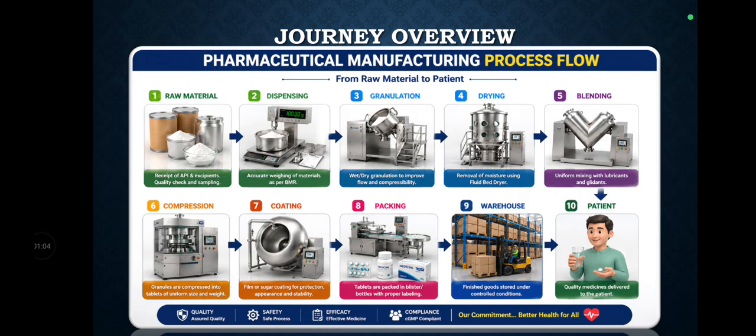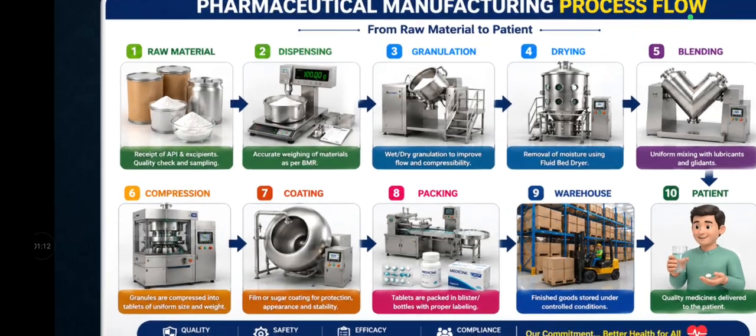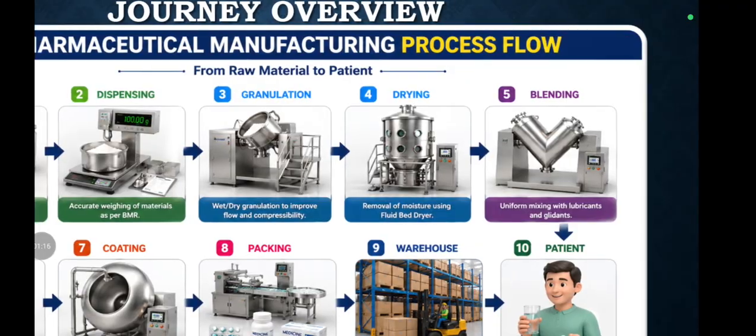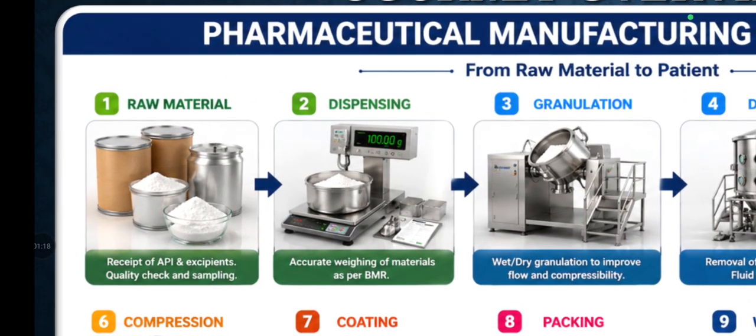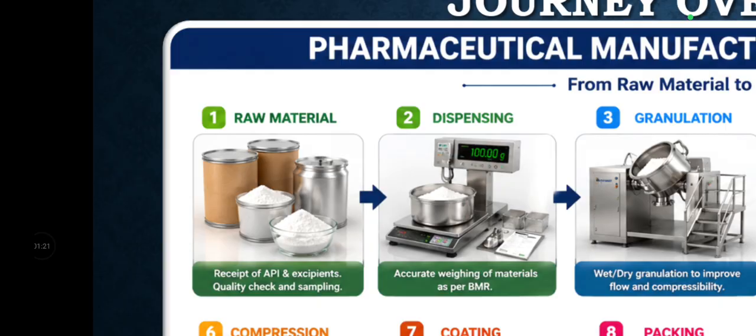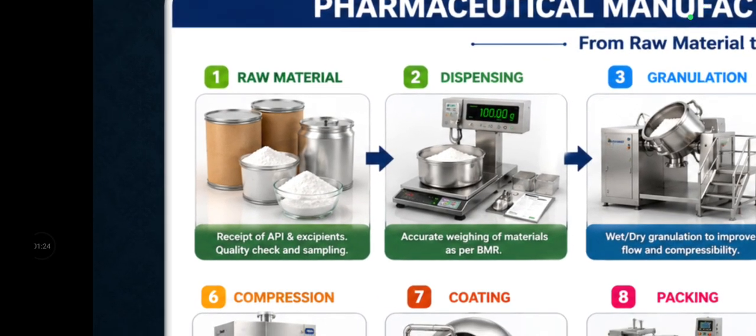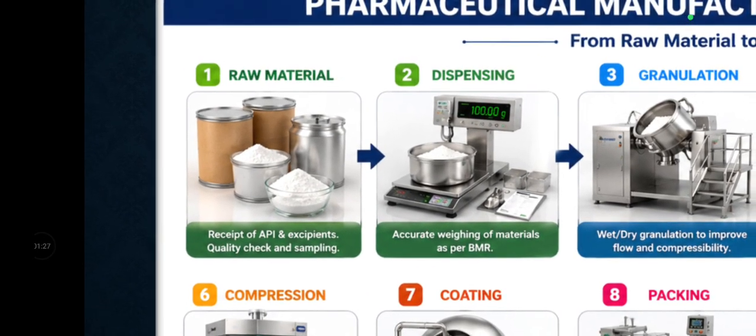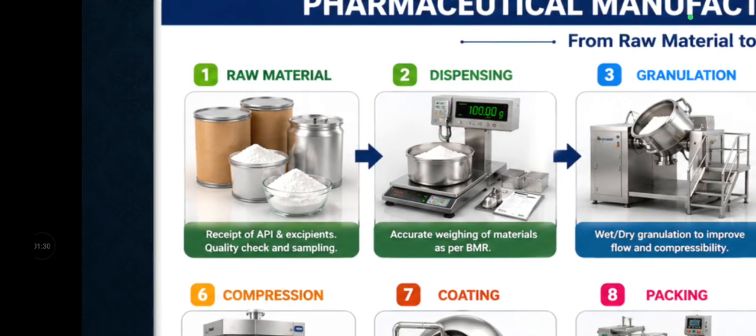Next is the journey overview. How do you start the journey, from which department, which process it will start its journey. So first of all, see the raw material. To make the tablets, the dosage form, we require the raw material first. Okay, so raw material is the first step of the journey of the tablet. Raw material is nothing but API and excipients, along with the quality checks and sampling of those raw materials. Okay, so this is the first area, first process of the tablet.